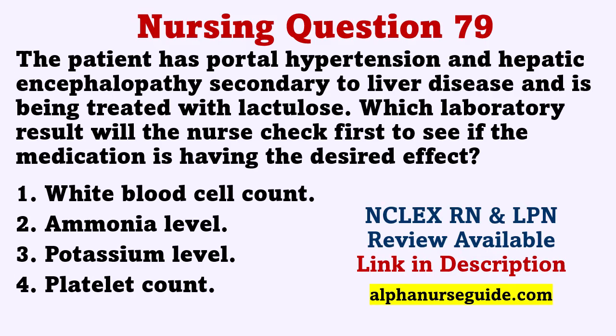The patient has portal hypertension and hepatic encephalopathy secondary to liver disease and is being treated with lactulose. Which laboratory result will the nurse check first to see if the medication is having the desired effect? 1. White blood cell count. 2. Ammonia level. 3. Potassium level. 4. Platelet count.